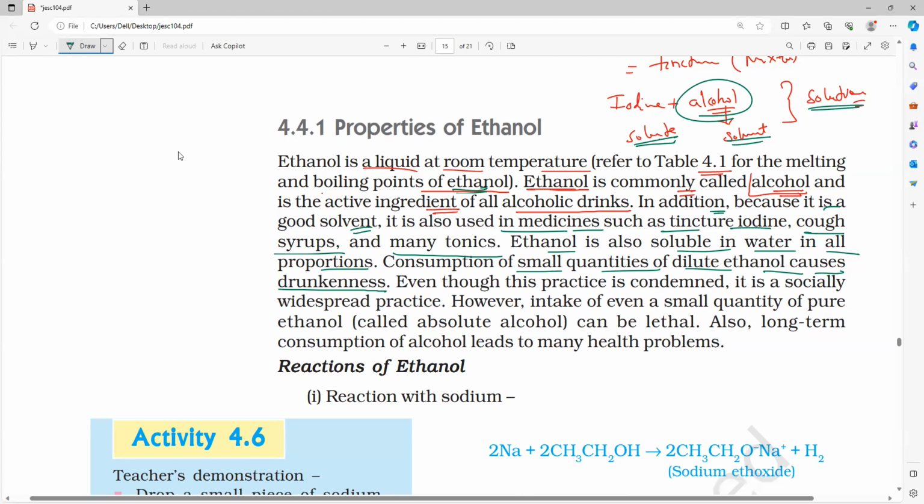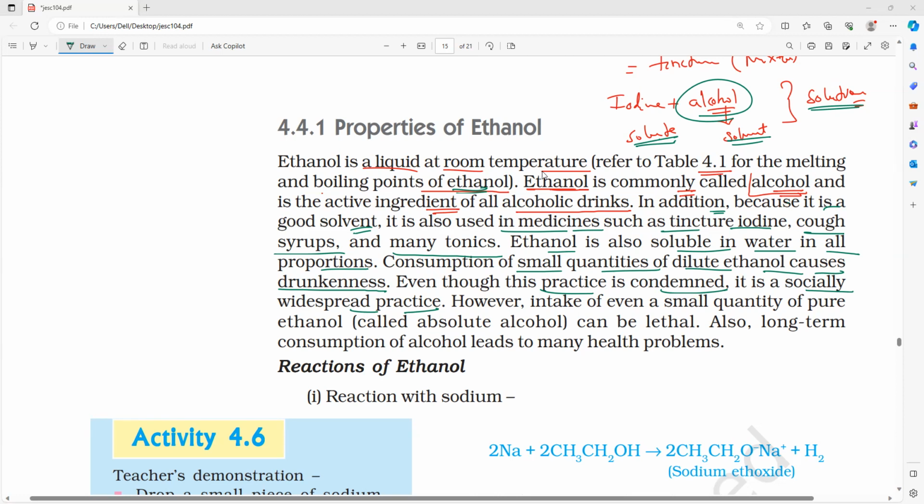Even though this practice is condemned, it is a socially widespread practice. Consumption of alcohol is not good for health, but still people consume it, and that creates many problems. It is not allowed and is condemned, yet people prefer it. It is the evil of the society, but what can we do?